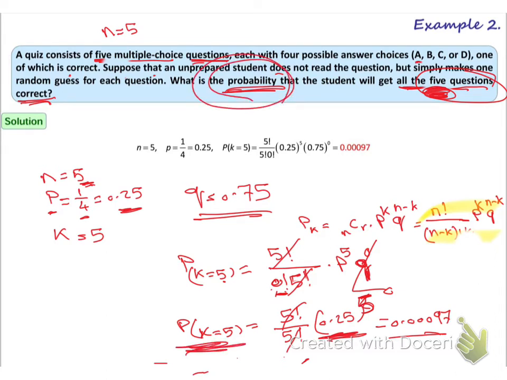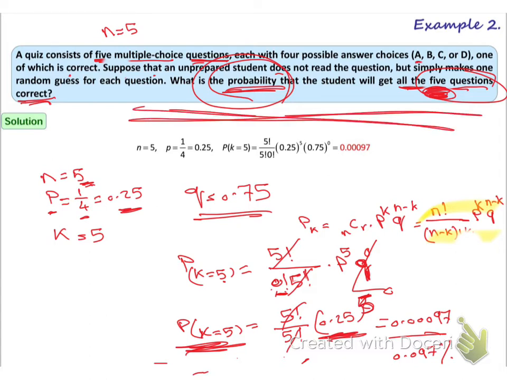So the probability of this student getting all the answers correctly without studying anything is 0.097. Even in percent, it is less than 0.1%. Okay, it is a very low probability. It is totally unlikely. So I hope that no one of us will try this way. We have to study and answer well based on our understanding.